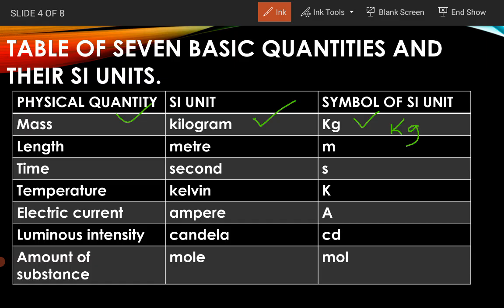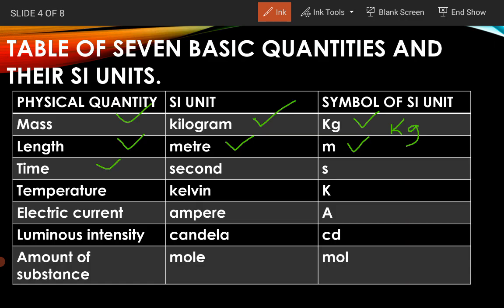Length is measured using many instruments. You can measure length using a ruler or measuring tape. You can also measure length using very high precision instruments such as a vernier caliper or micrometer screw gauge and others. Length is measured in SI units called the meter. The meter is represented by the symbol m.